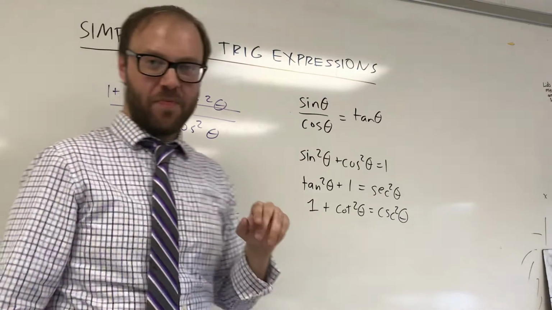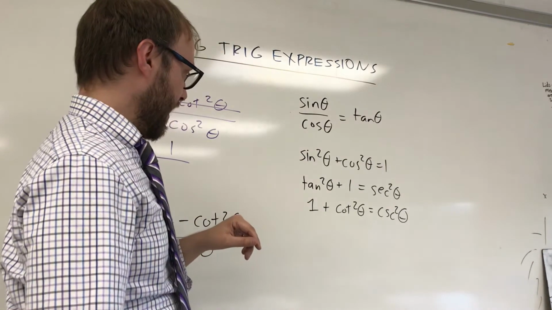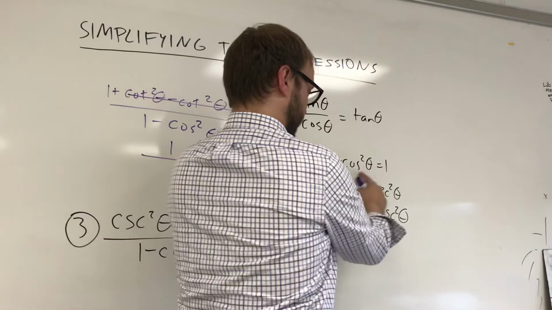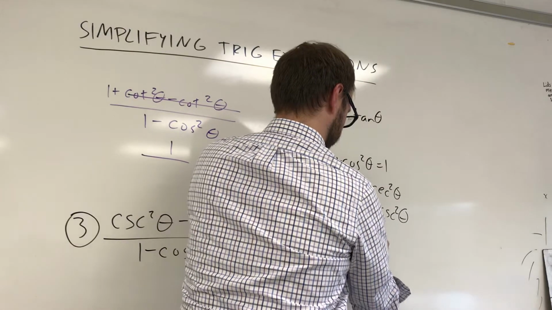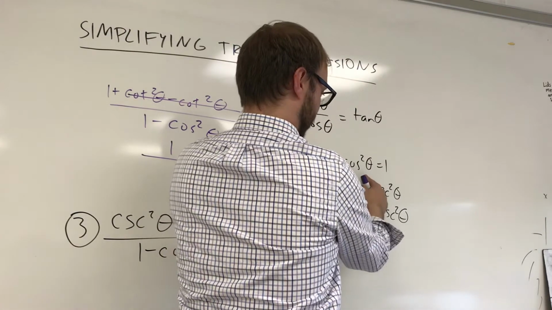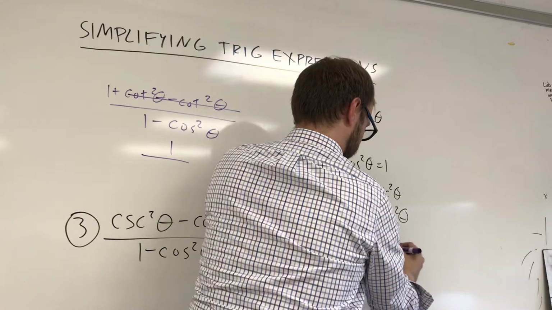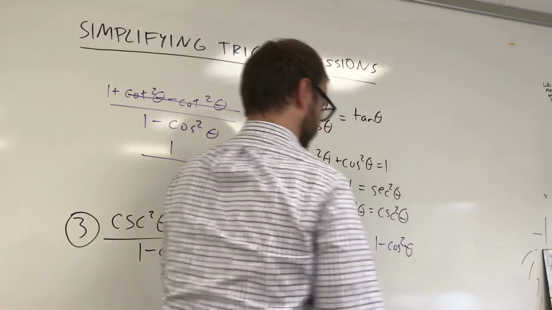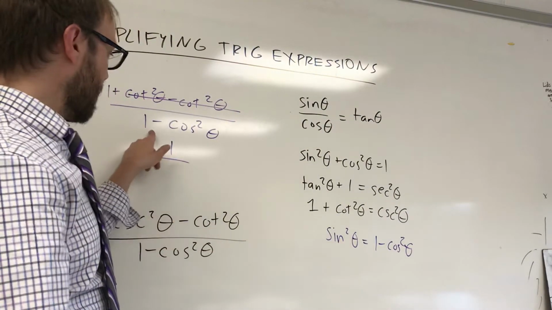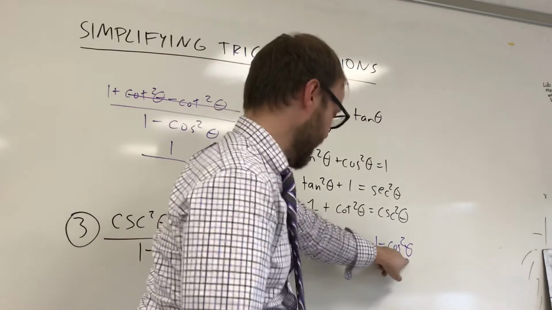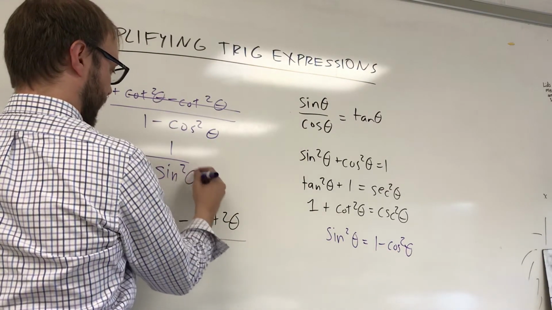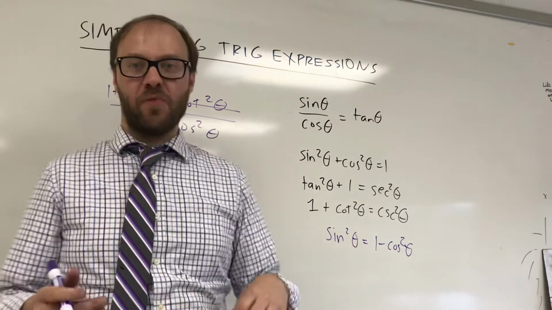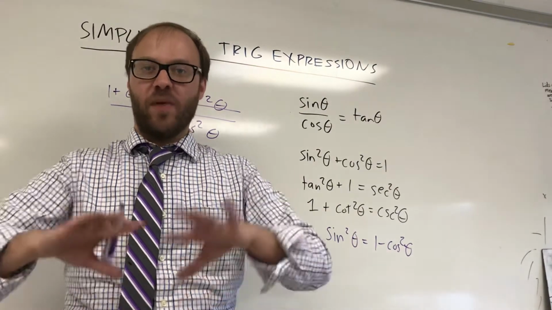Well, if you think back, if I subtract cosine squared from both sides of this statement here, I'm going to be left with sine squared of theta on the left-hand side, and I would have a 1 minus cosine squared of theta on the right-hand side. So 1 minus cosine squared of theta is the same thing as sine squared of theta, okay? So that's 1 over sine squared of theta. And you might say, well, we're down to a single trig expression. We can leave it here.